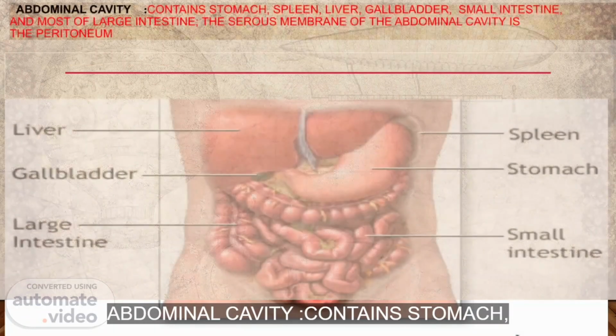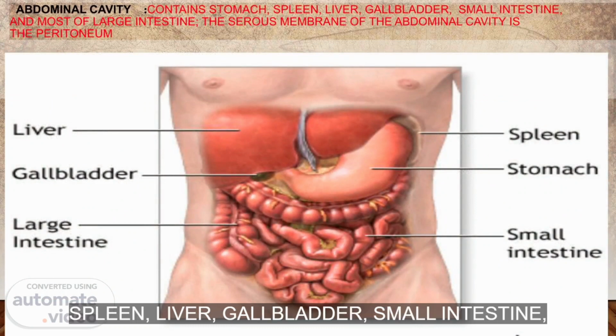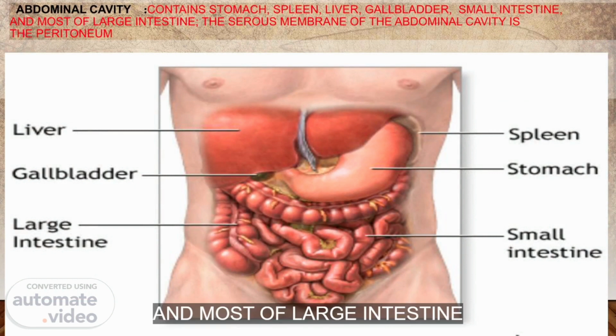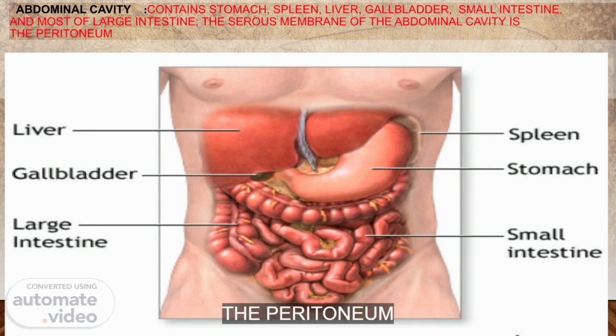Abdominal cavity contains stomach, spleen, liver, gallbladder, small intestine, and most of large intestine. The serous membrane of the abdominal cavity is the peritoneum.